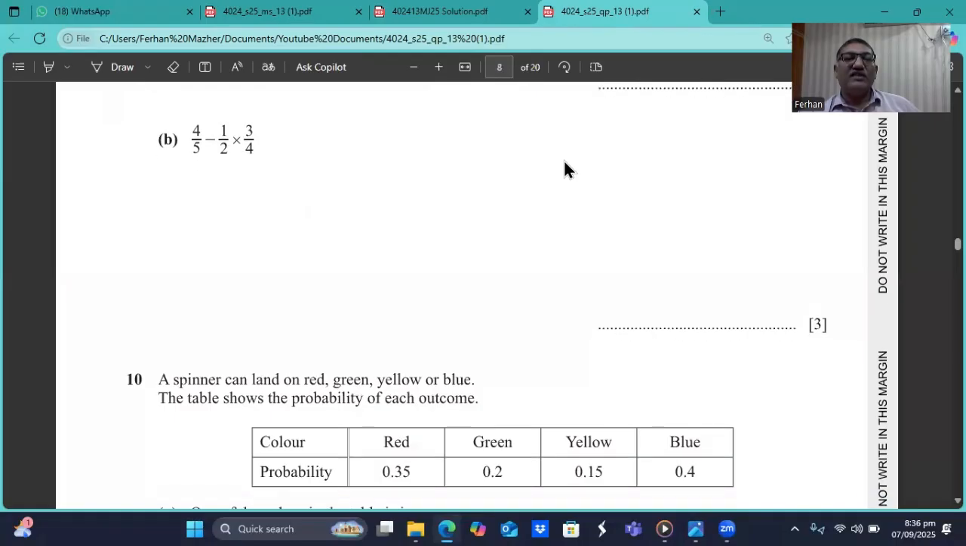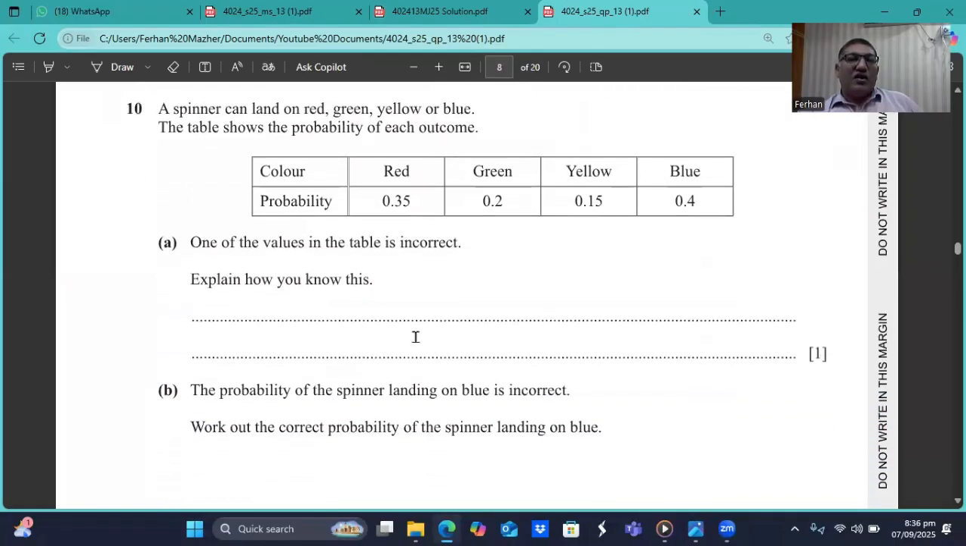So we are going to the next question. Question number 10. He says a spinner can land on red, green, yellow, or blue. The table shows the probability of each outcome. So here we have the colors and their probabilities. Red has 0.35 and green is 0.2. Yellow's probability is 0.15. Blue is 0.4. One of the values in the table is incorrect. Explain how you know this.